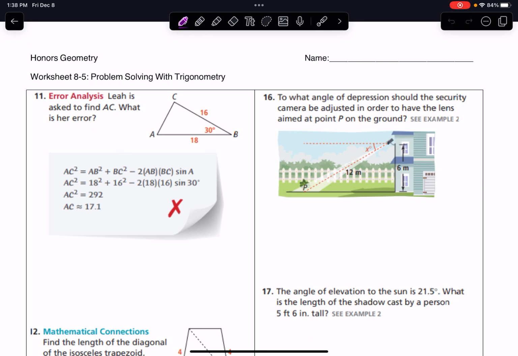So here sometimes we will have 30, 60, 90 triangles or any version of our right triangles, and sometimes we won't. And we'll have to know which kind of trigonometry to use to solve.